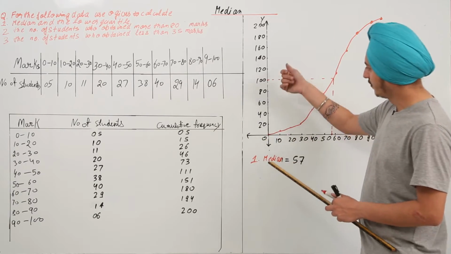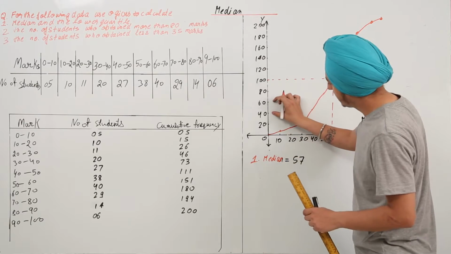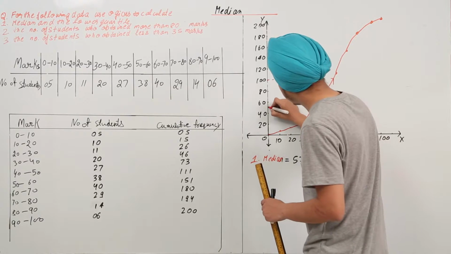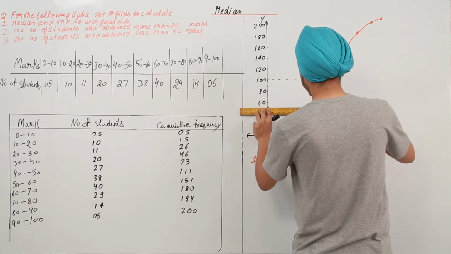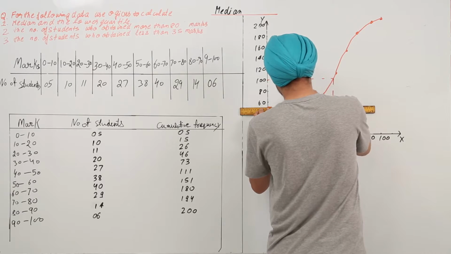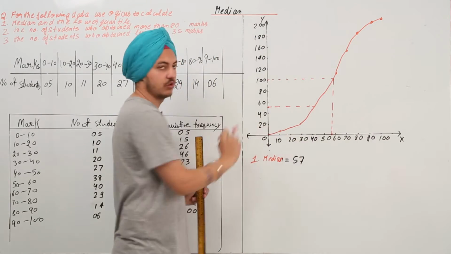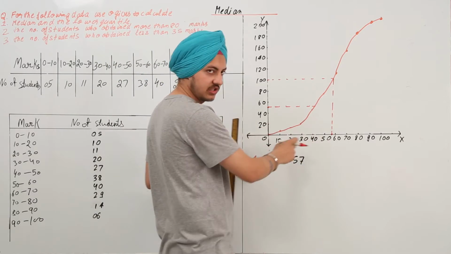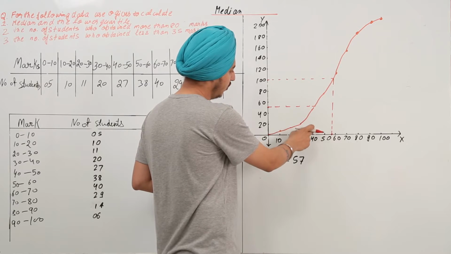So what I'm going to do is look for 50 over here. Yes, now I found 50. It is in between 40 and 60. So here is 50. I'm going to take my scale from here and draw a line from 50 to the ogive. And now I'm going to see what is the abscissa corresponding to this.